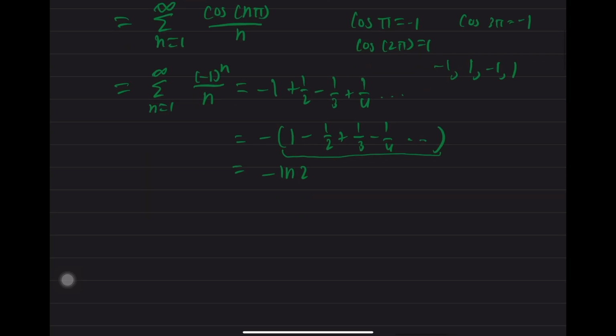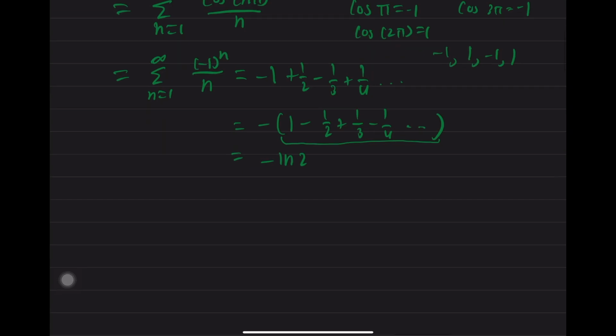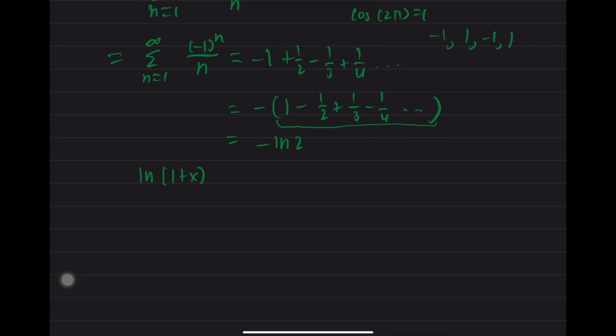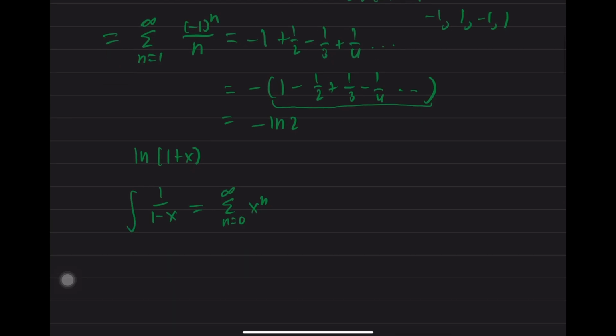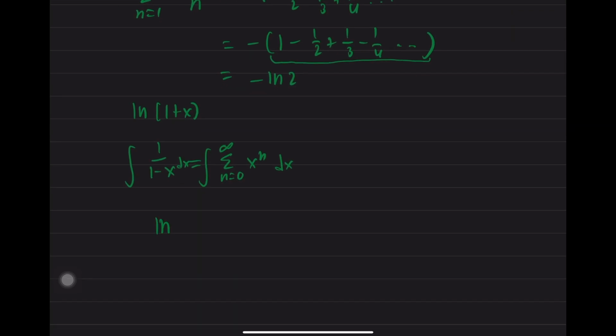So why is this ln of 2? Well, we can use the Taylor series for ln of 1 plus x. So let's see how we get that. First off, we have the general geometric series, 1 over 1 minus x. This is the same as the sum from n equals 0 to infinity of x to the n. Let's integrate this with respect to x. So we'll get negative ln of the absolute value of 1 minus x is equal to the sum from n equals 0 to infinity of x to the n plus 1 over n plus 1.